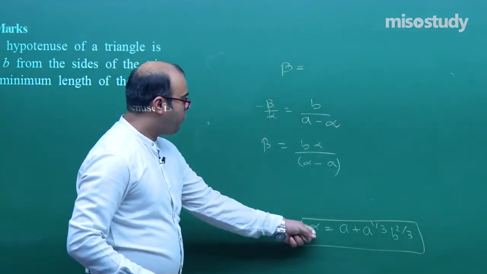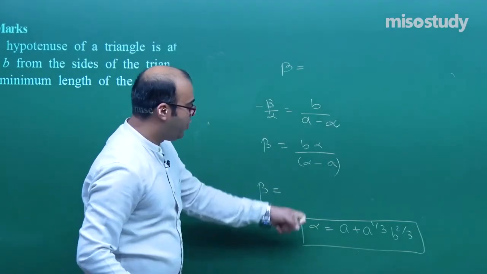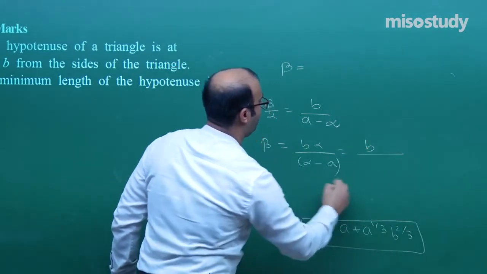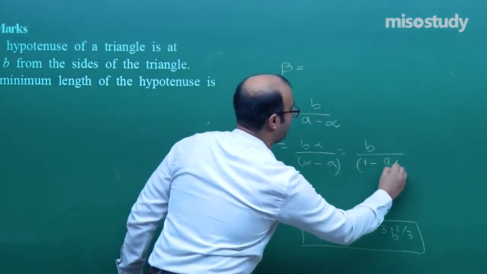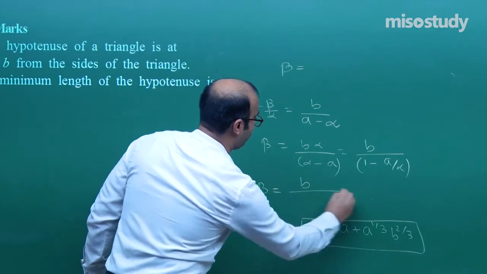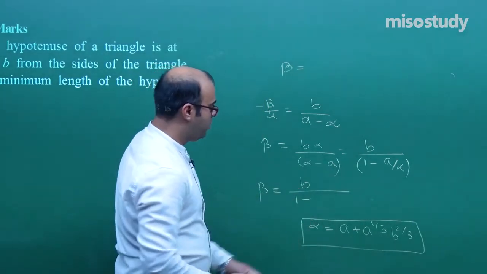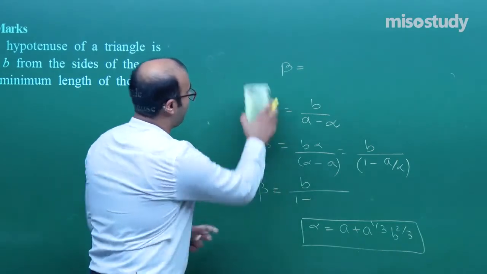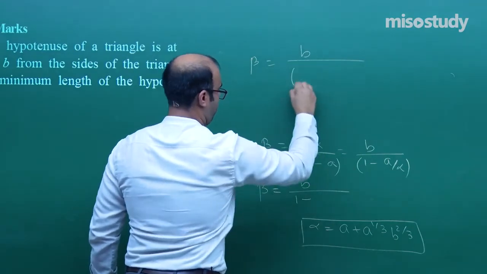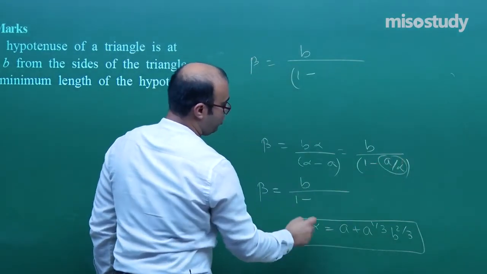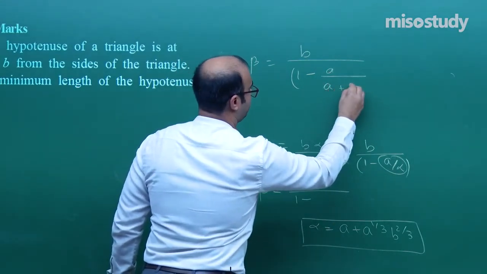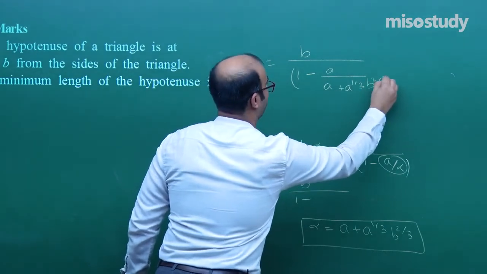So from here we have got alpha. Now let us find beta. Beta will be b alpha upon alpha minus a, that can be written as b upon alpha, take it here, 1 minus a by alpha. Divide this alpha by a, so this will become b by 1 minus a by alpha. So beta is equal to b upon 1 minus a by alpha. So a will be here and alpha will be here like this, a plus a to the power 1 by 3, b to the power 2 by 3.